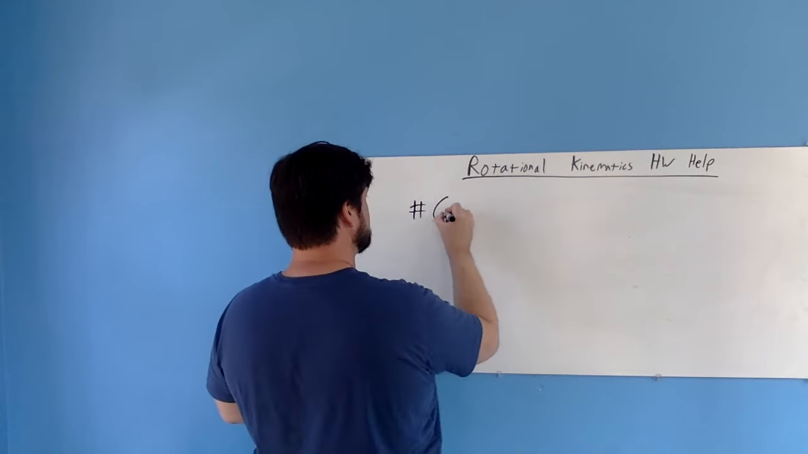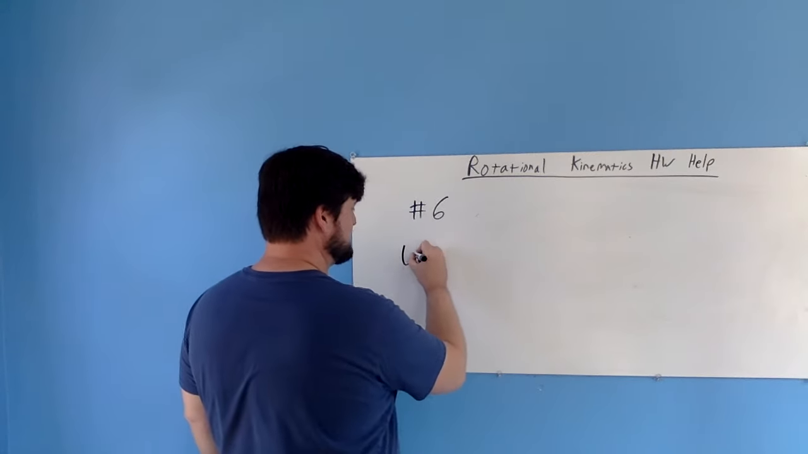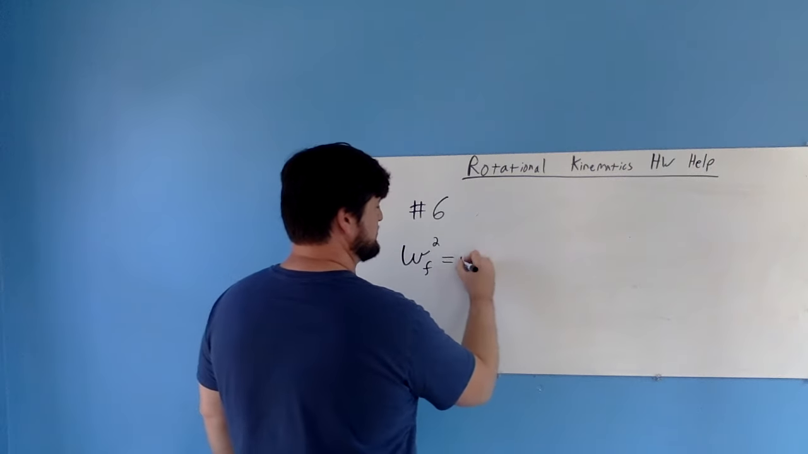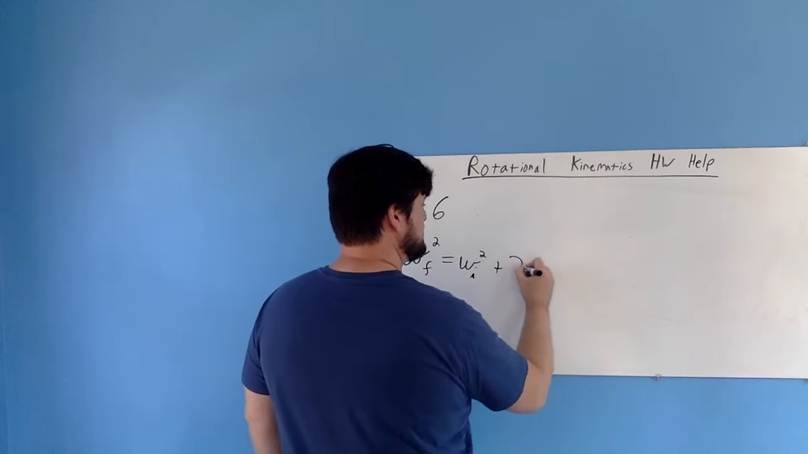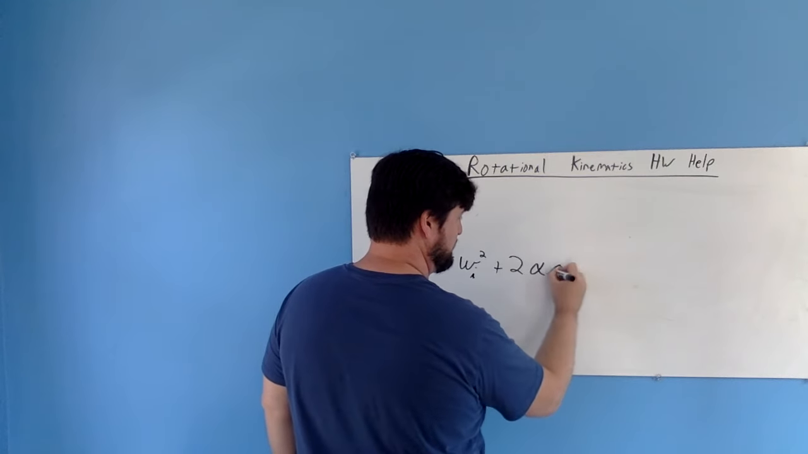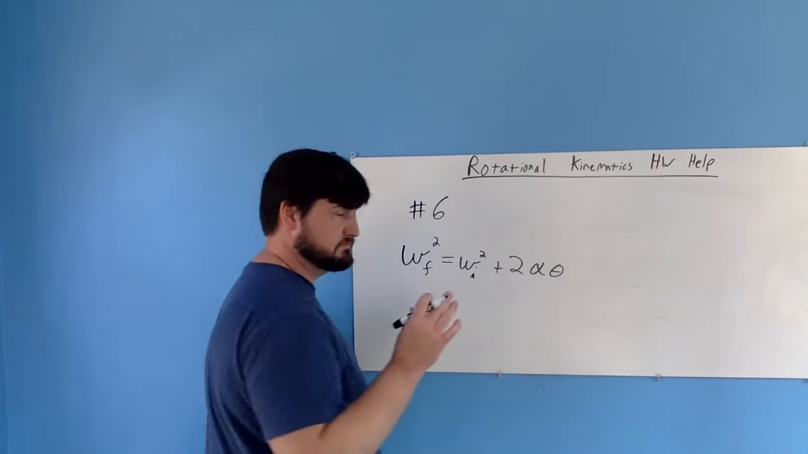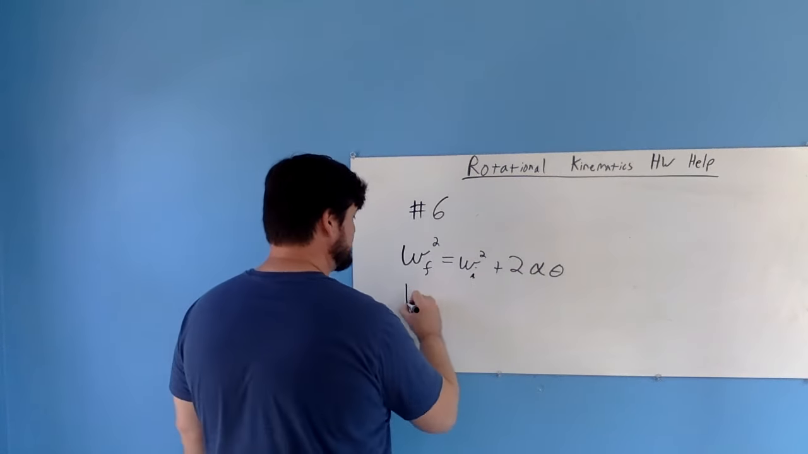So for 6, there's actually 2 ways to solve it. I can use one of 2 things. I can do a timeless equation. Omega final squared is equal to omega initial squared plus 2 alpha times your distance, which we would have called d before, so we'll call it theta now, okay? So if that's what you got, look at how this relates back.